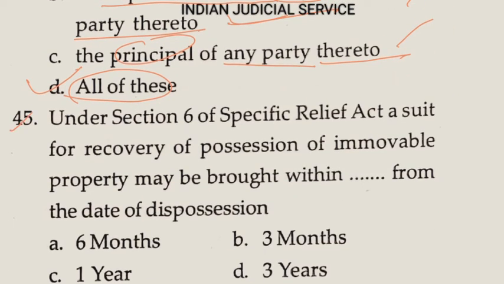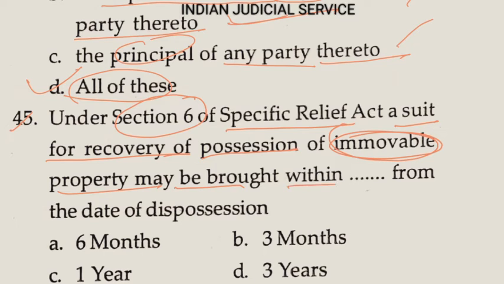Now question number 45, under section 6 of Specific Relief Act, a suit for recovery of possession of immovable property, this is very important here, may be brought within 6 months from the date of dispossession. So answer is here option A.